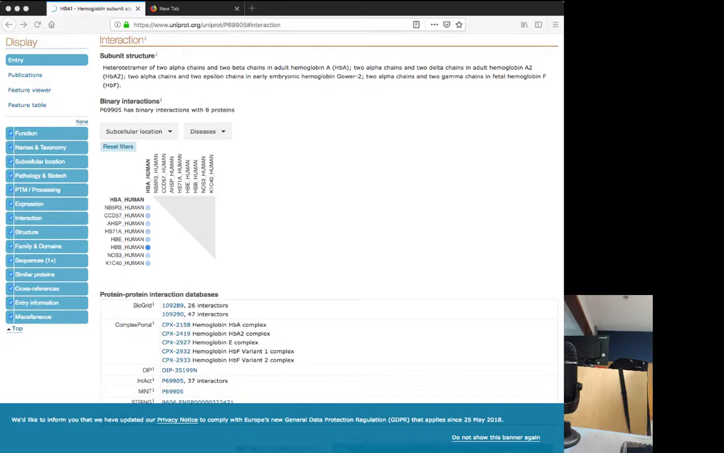Whereas this complex portal, actually I haven't clicked on that before, but it looks very nice because it gives you a relevance in the biological sense. What other interactions it requires to be assembled as a functional protein.